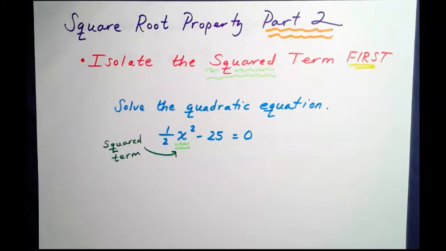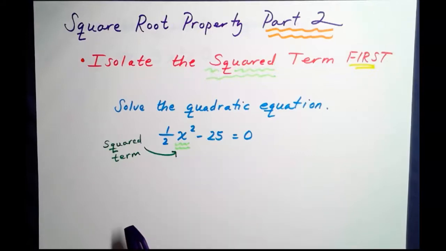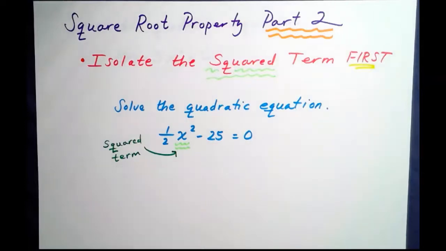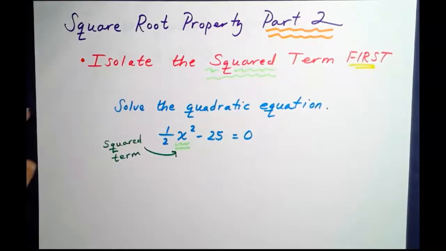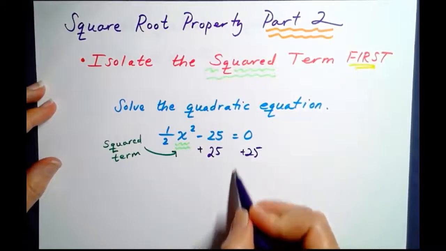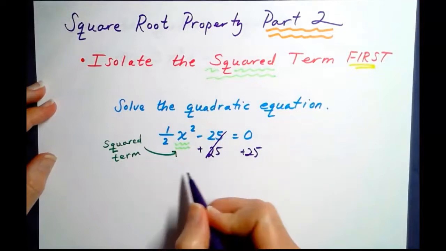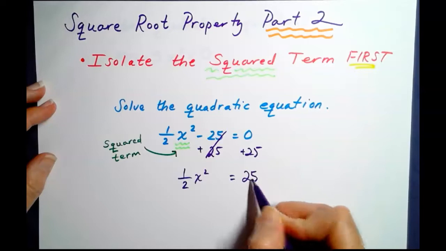So here we go. 1/2 x squared minus 25 equals 0. Isolate the squared term first. The squared term is x squared. So the first thing we're going to do is use an inverse operation to undo minus 25. And what undoes subtraction? Addition. Plus 25 on both sides. Try to keep those equal signs lined up. 25's cancel. We get 1/2 x squared equals 25.